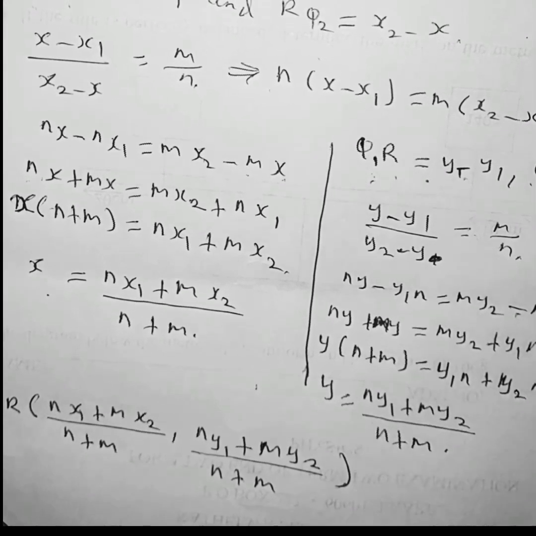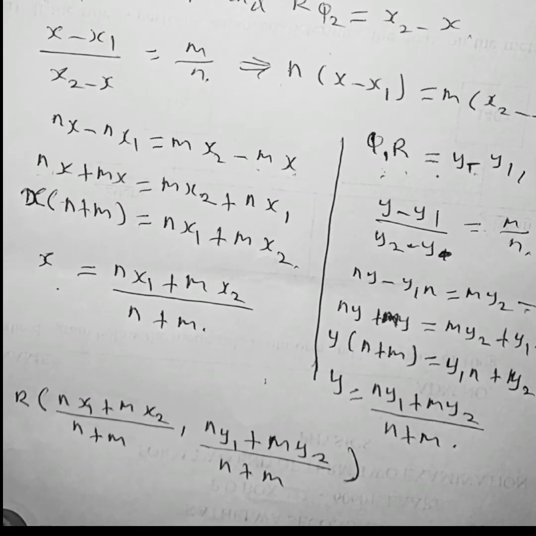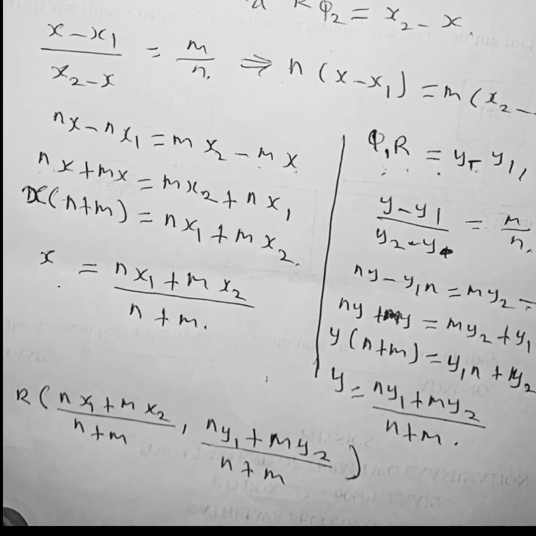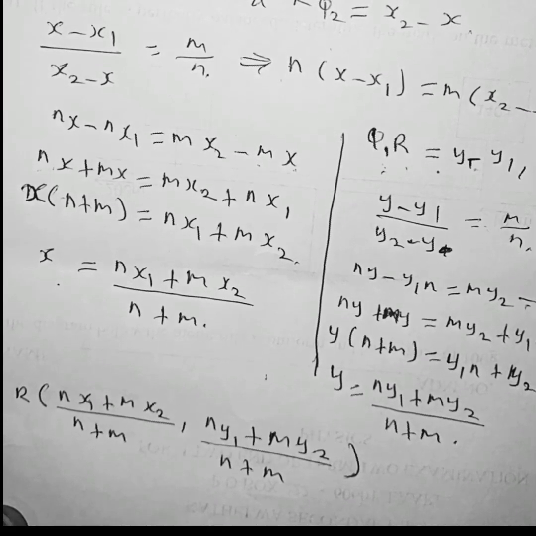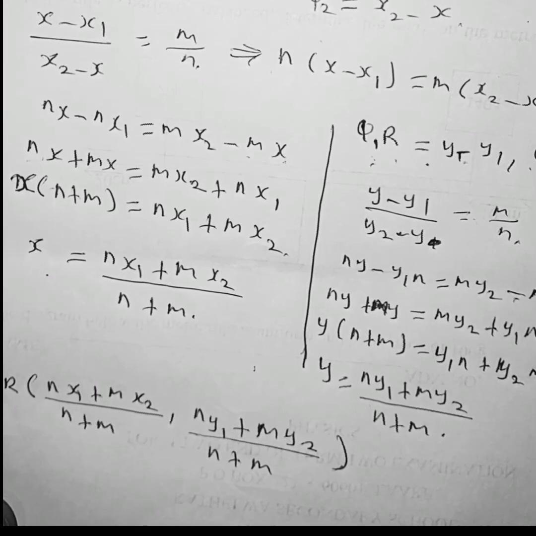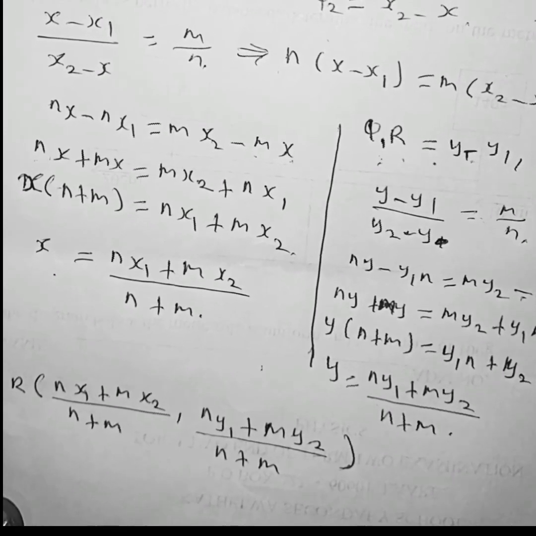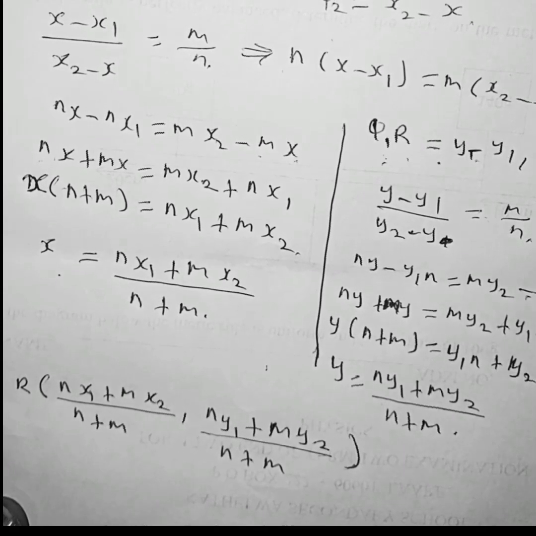In the next video, we are going to give a numerical example on how to obtain the coordinates of the point that divides the line segment joining two points in a given ratio.